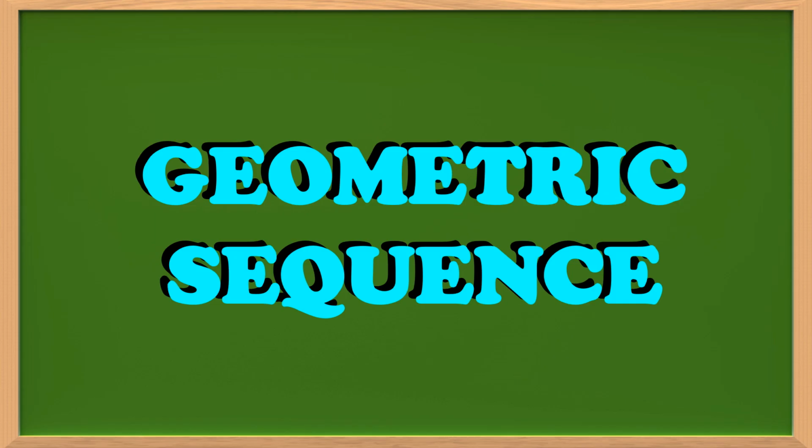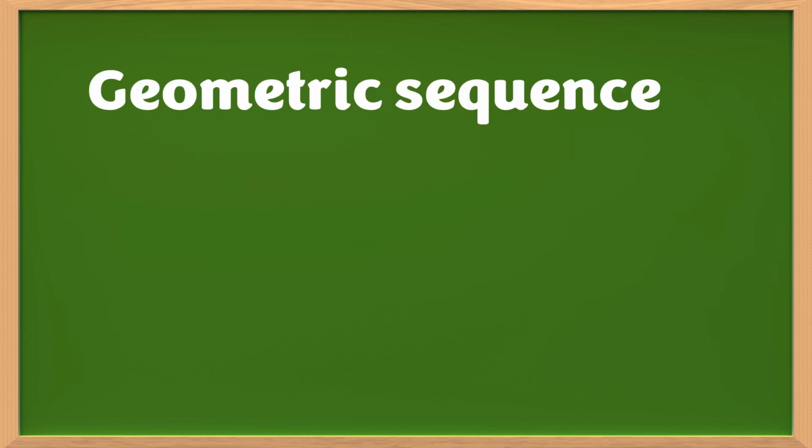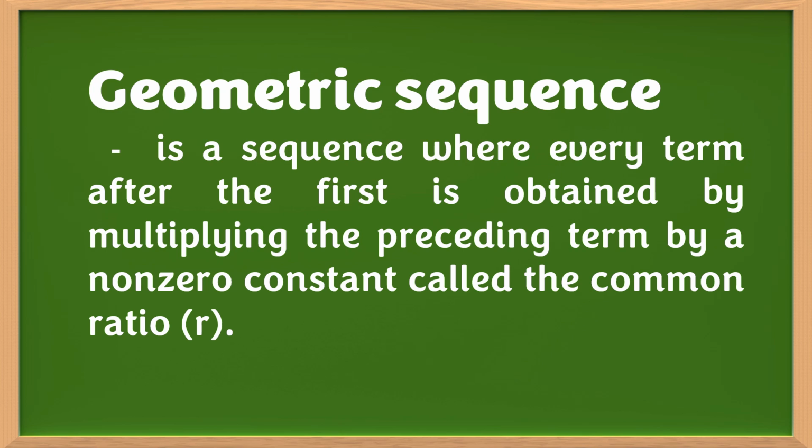In this video, we will discuss geometric sequence. A geometric sequence is a sequence where every term after the first is obtained by multiplying the preceding term by a non-zero constant called the common ratio.